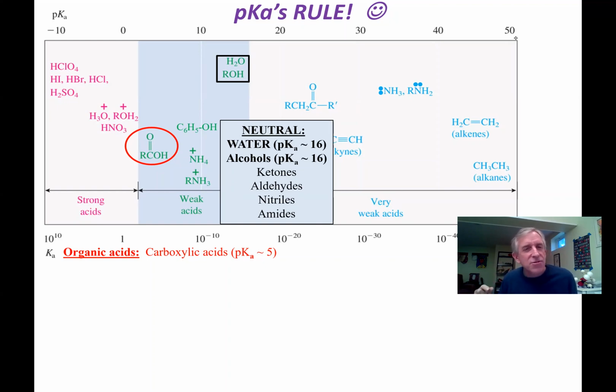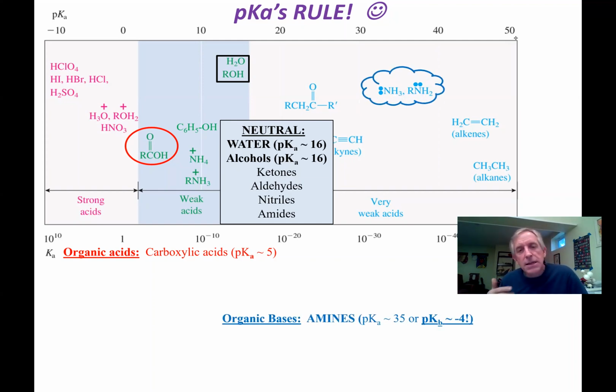They have pKa's around 16, and you don't mind sticking your hand in water or alcohols. Or drinking alcohol. Wait, no, sorry, maybe not now. Okay, so other functional groups that are neutral are ketones, aldehydes, nitriles, and amides. These are other ones that could be on your unknowns. So keep an eye out for them. They'll be boring. They won't show any acid-base properties.